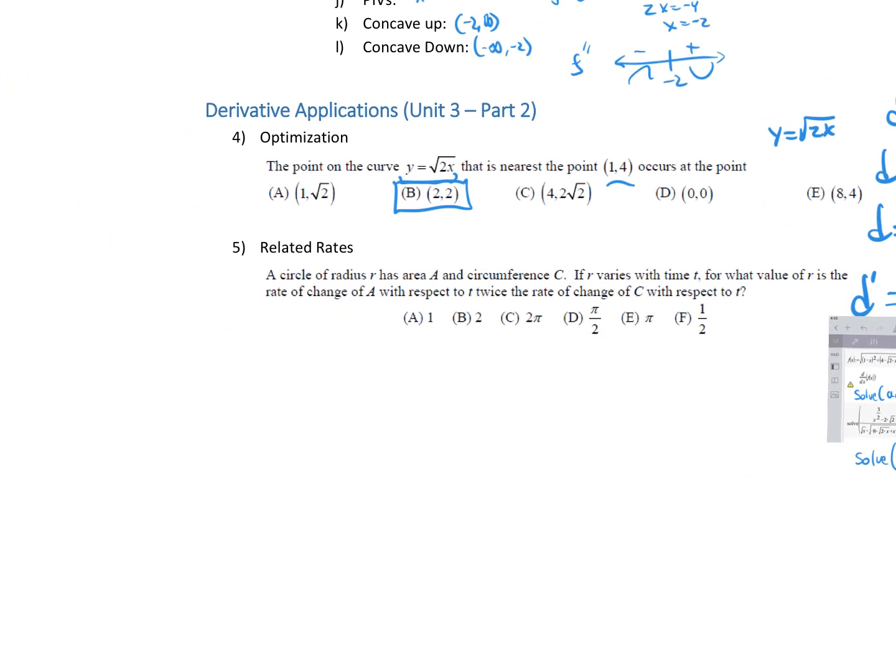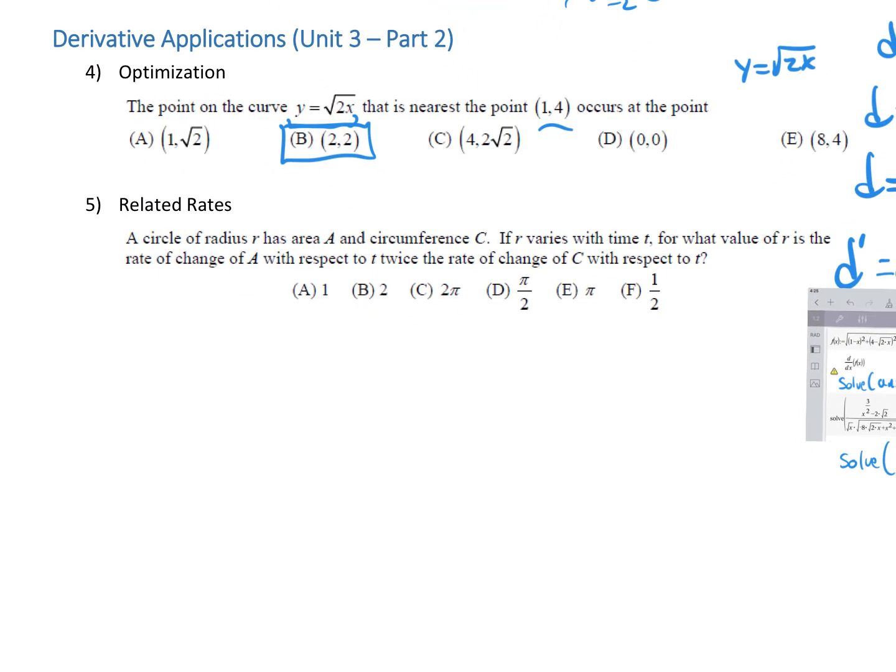Well, one last one, related rates here. Okay, so let's see the situation. We have a circle with a radius of r. Good idea to draw pictures here. We got a circle with a radius of r, an area A and a circumference C. r is varying in time t. And so the question is, for what value of r is the rate of change of A with respect to t twice the rate of change of C with respect to t?